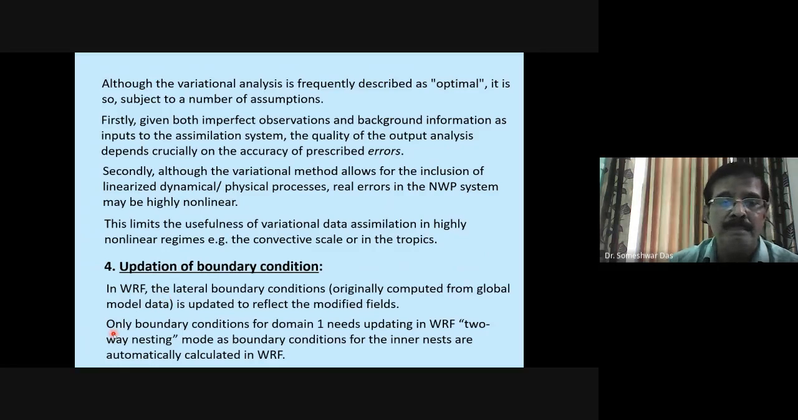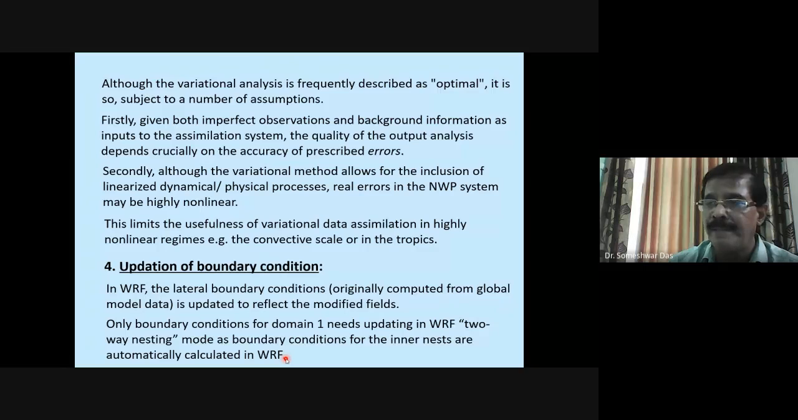Now, only boundary conditions from domain 1 need updating in WRF in nesting mode, as boundary conditions for the inner nests are automatically calculated in WRF. Suppose you have got a nested domain in the WRF, a domain within a domain, or two domains within a parent domain, right?